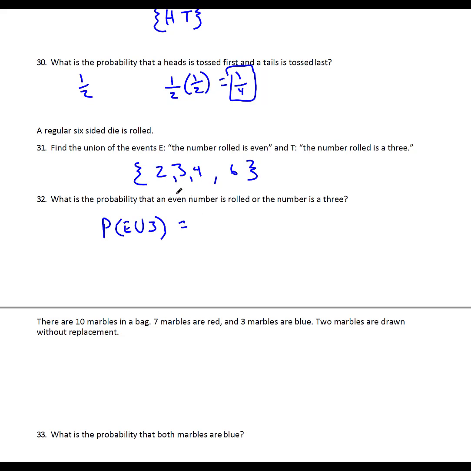Well, we just did that. We just got that there are 4 possibilities. If you roll one die, you can get a 2, a 3, a 4, or a 6. That's 4 options out of 6, which can be reduced down to 2/3.